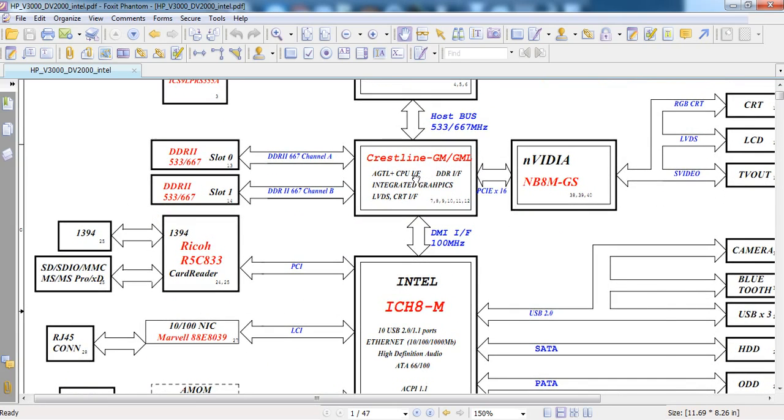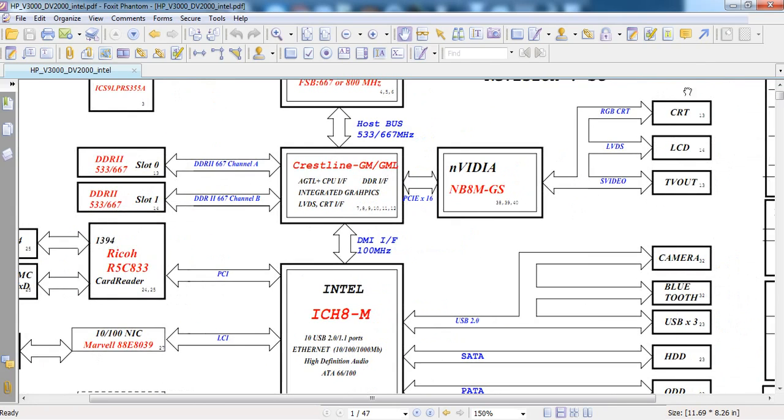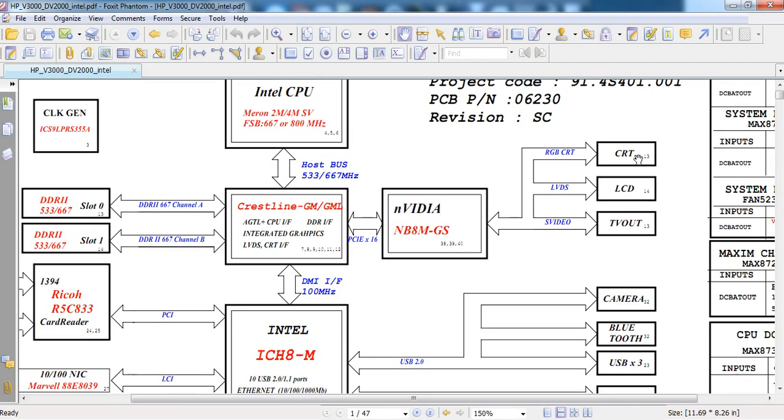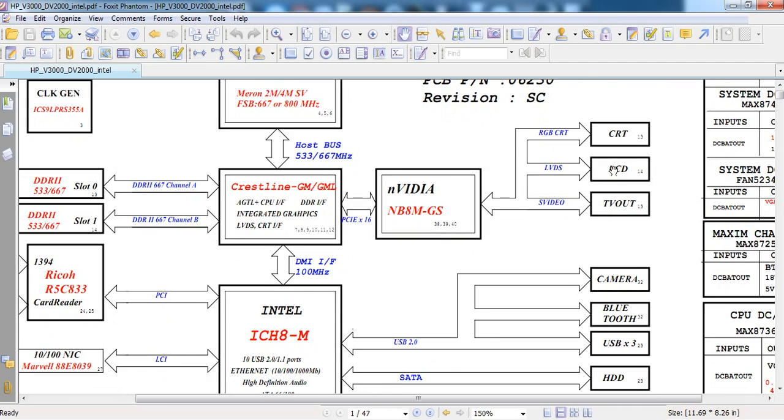This is optional. Suppose the NVIDIA chip is not present here, then all these signals are connected to the GMCH. The GMCH directly delivers the video output to the video connectors. This is CRT, which is used to get the external video output through the VGA cable: the VGA socket, cathode ray tube output. This is the LCD, which is connected with your notebook motherboard, and the signal name is LVDS, low voltage differential signaling.